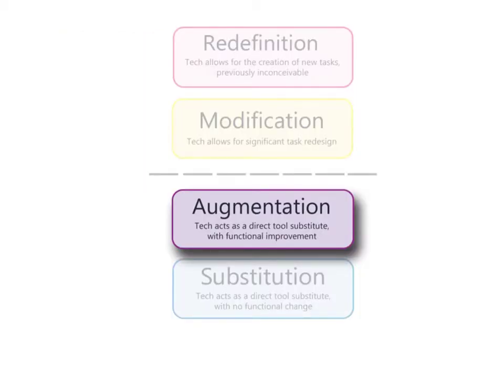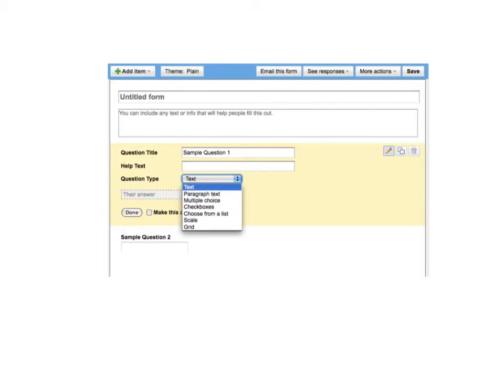Next is augmentation. Augmentation is when technology acts just like the old tool, but with some improvement. An example of this in an art classroom might be that students would fill out their critiques for their peers' artwork in a Google form.